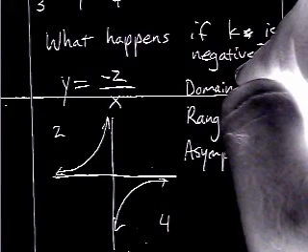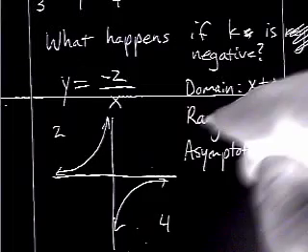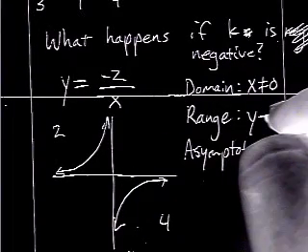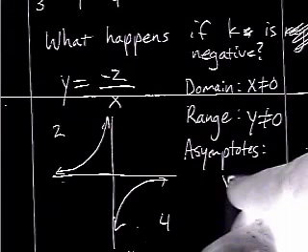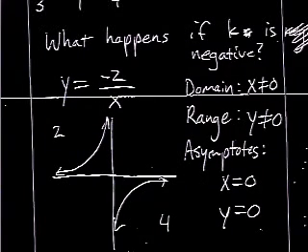What's the domain? Same domain, right? Every value except 0 because there's a missing value of 0 in the middle there. Y value, anything but 0, right? The asymptote. X equals 0, y equals 0 are the two asymptotes.